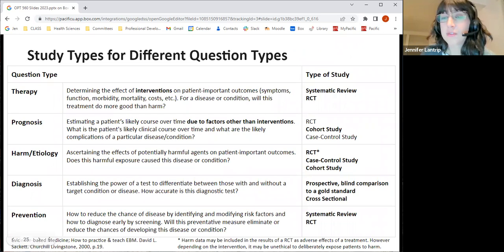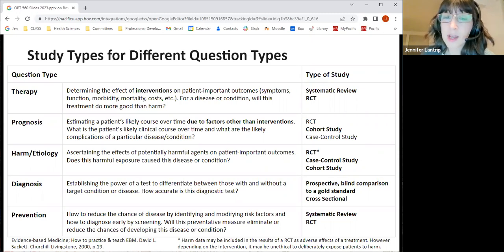There are different types of clinical questions. For example, a therapy question asks about the effects of an intervention on certain patient outcomes. This type of question is best answered by a randomized controlled trial. This is because it's a trial in which participants are randomly assigned to two or more groups, at least one, the experimental group, receiving an intervention that's being tested, and another, the comparison or control group, receiving an alternative treatment or placebo.